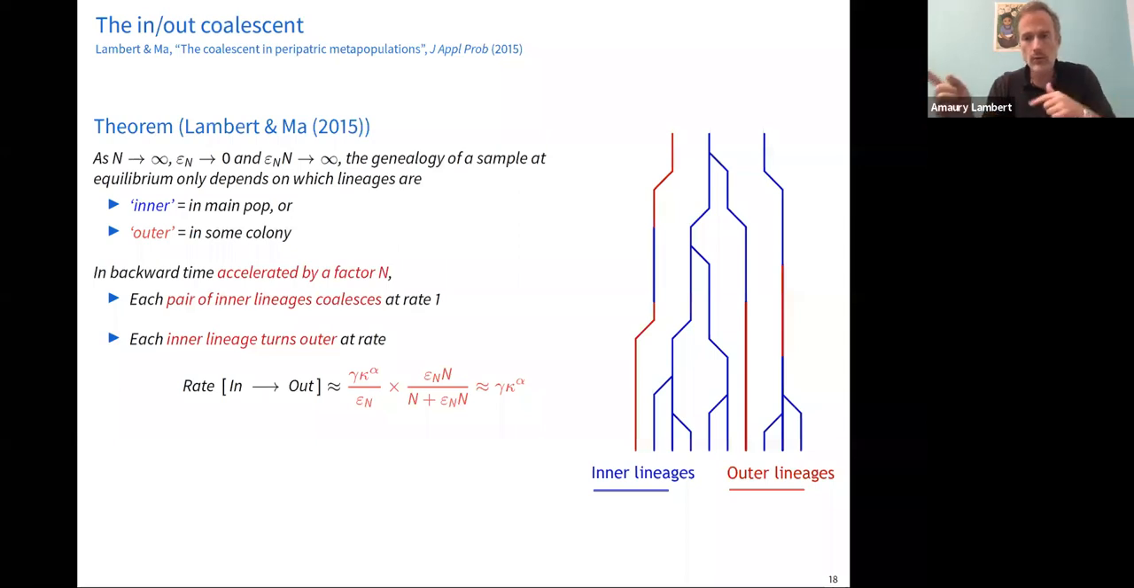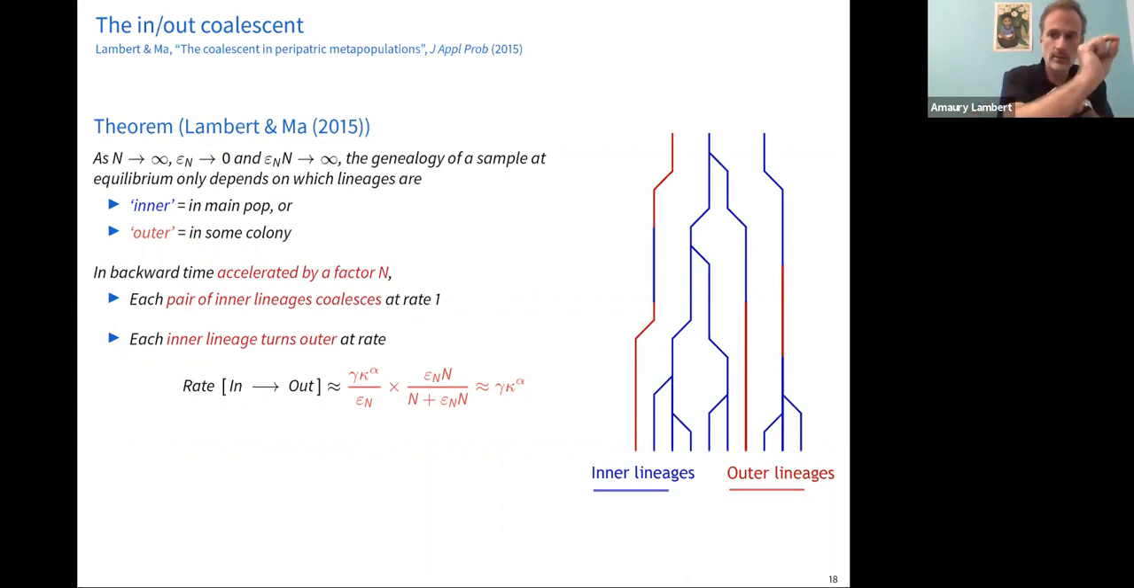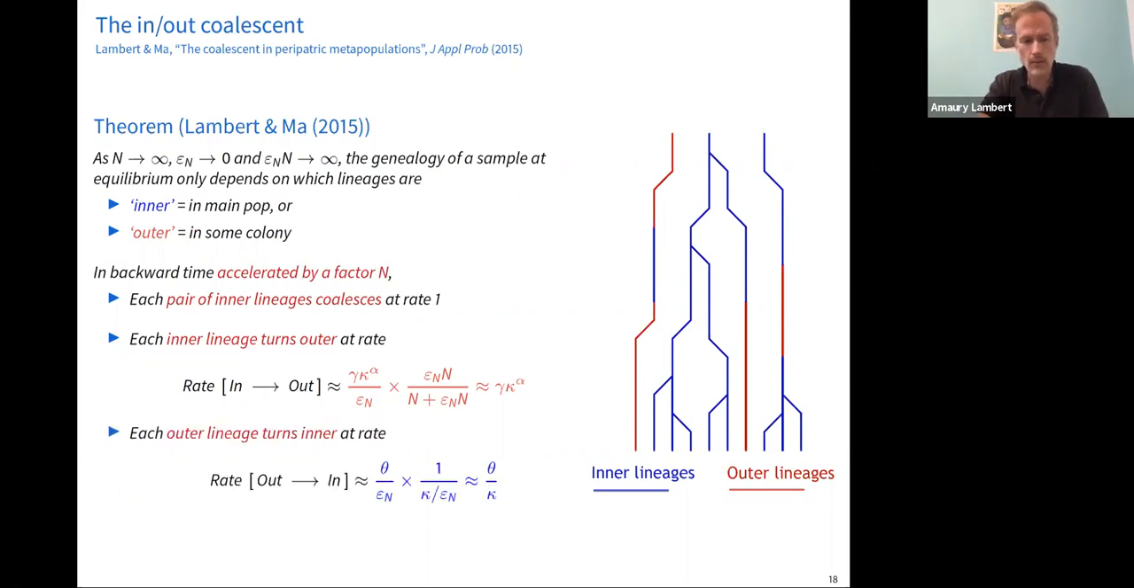And now you can turn from inner to outer at the following rate. So you get from in to out at a rate which is equal to the fusion rate times the probability that at a fusion rate, the lineage that you're following is taken in the fusion, and you get a rate which is big O of 1. And the same kind of reasoning for the rate at which you go from out to in is the total fission rate times 1 over the total number of colonies. The fission rate, sorry, here the fission rate is the fission from the main population.